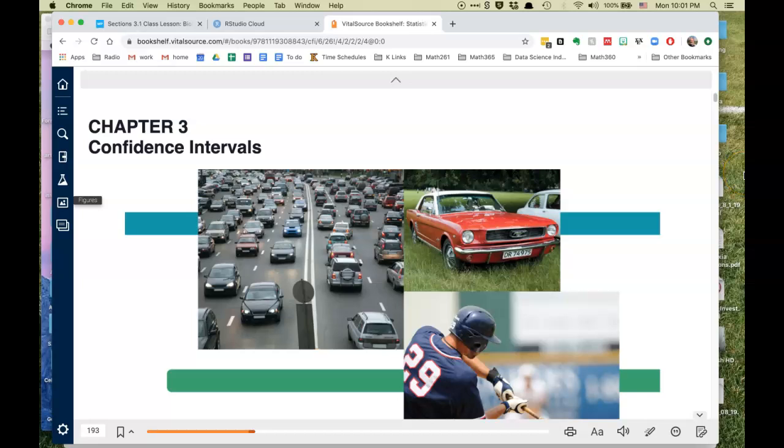Hey guys, welcome to Chapter 3. Now we're going to get into the heart of the course, really, and where we start to consider the issues of statistical inference. Chapter 3 will look at confidence intervals, and Chapter 4 will focus on tests of significance. Those are two types of inference.